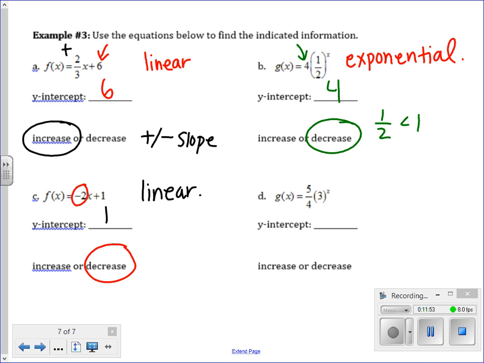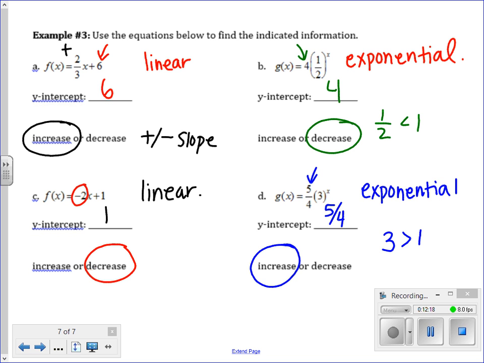All right, finally, my last example. This is an exponential function, which means that my y-intercept is the first number in front, which is 5/4, and I have to look at the growth rate to determine if this is an increasing or decreasing exponential function. The growth rate of 3 is greater than 1, which means that it's an increasing exponential function.